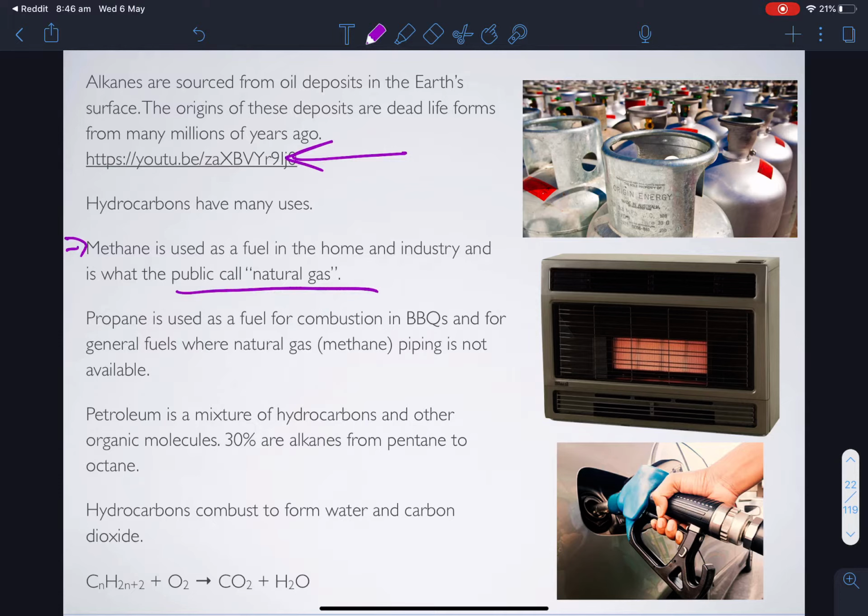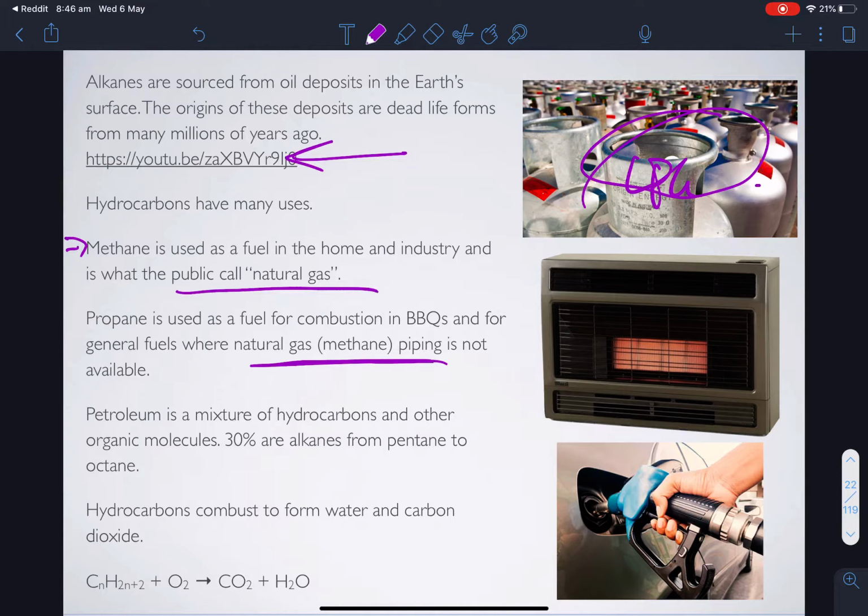Propane we also use for a fuel. That's usually LPG. It's usually used where natural gas piping is not available. It's safer to transport in tanks. So usually where there's not a natural gas grid, people will be using LPG. We also use it for barbecues and camping. It's a lot safer to transport because it's actually a liquid. We compress it so much it turns into a liquid.